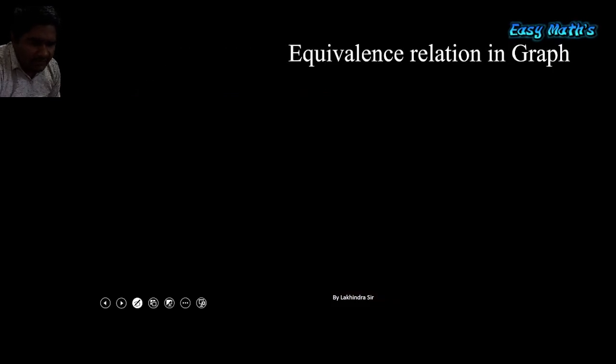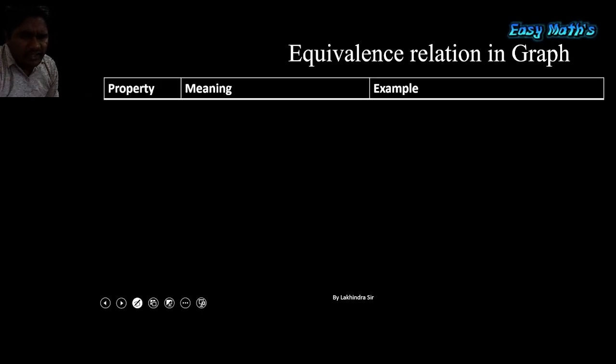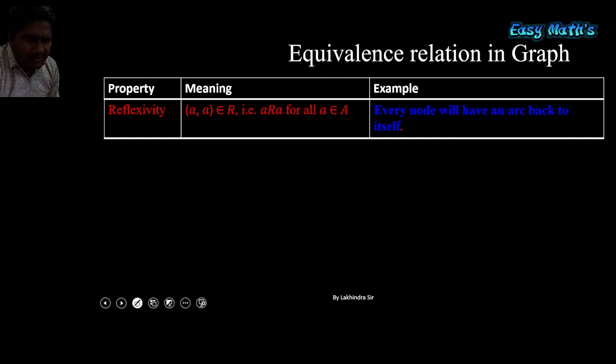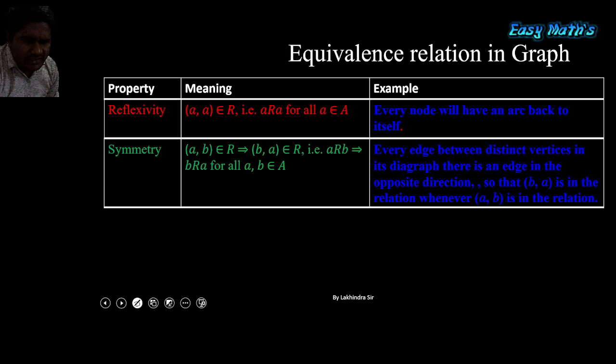And at last we have equivalence relation in graphs, and here are some properties and examples of what actually happens in the graph. The first one is reflexivity. Reflexivity says that A is related to A, and every node in the graph has an arc back to itself. Then that is said to be reflexivity. Symmetricity, in the same way: A going to B implies B going to A. For every edge between distinct vertices in the diagram, there must be an edge in the opposite direction. Then that is a symmetric graph or symmetric relation.